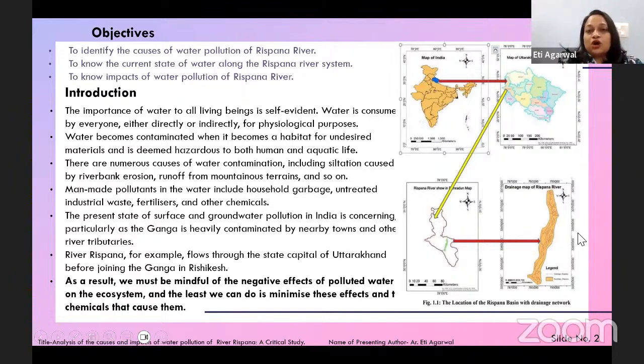So we all know how important water is to everyone, either directly or indirectly. Every person requires water for psychological or physiological purposes.